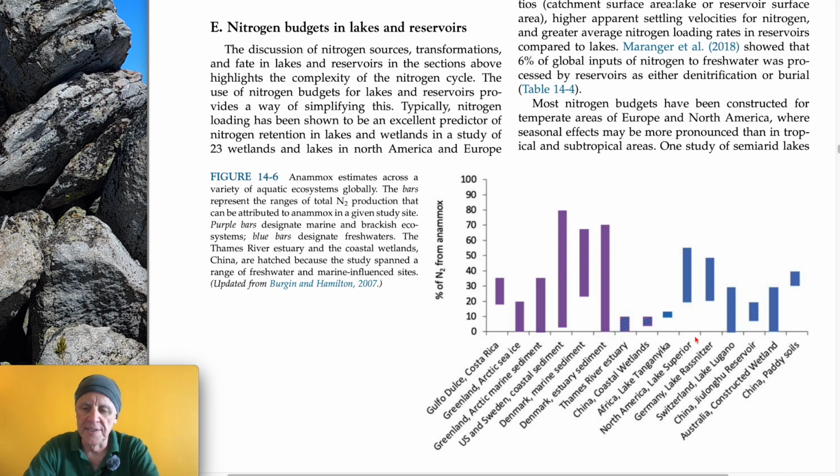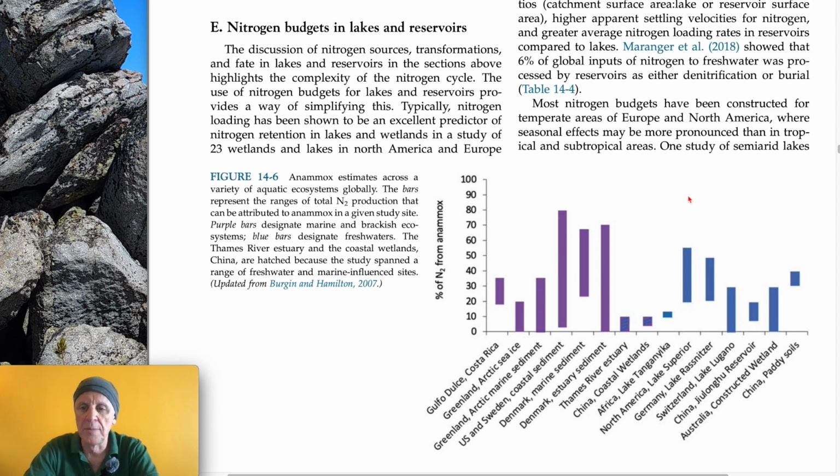And they were saying blue bars designate freshwater. So we're dealing with freshwaters here. And we don't have as much variability compared to the brackish or saltwater environments. And then some of them start pretty high already, where the percentage of dinitrogen is attributable to ANAMOX. For example, for this lake here, which is North American Lake Superior, and then the German lake Rassnitzer. And then we have some where we have very small ranges, like China paddy soils. So paddy soils, I think those are like rice field-based soils. And then for both the Thames River and the Chinese coastal wetlands, we have small values attributable to dinitrogen from ANAMOX, up to about 10, 12%.